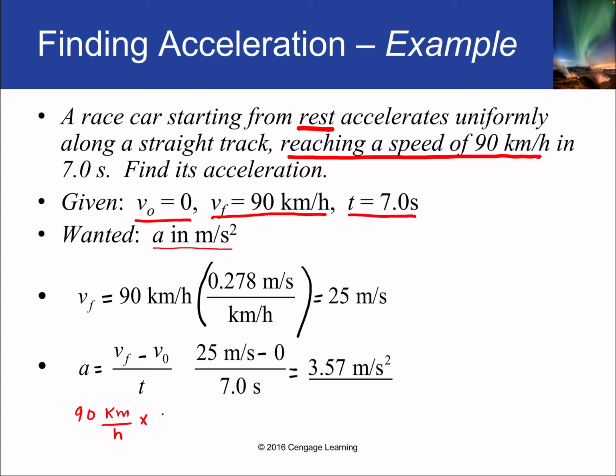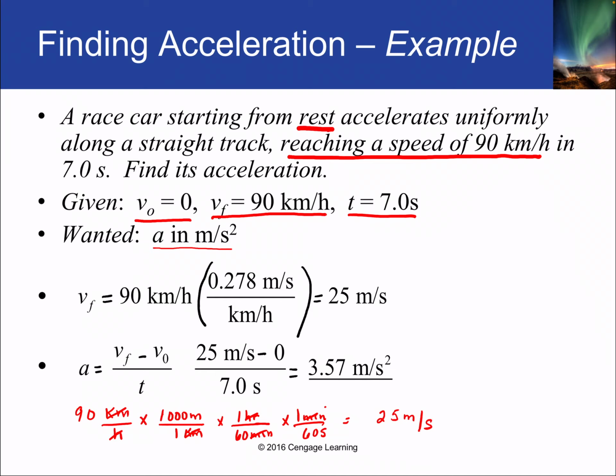Okay, we look at our conversion factor and we see we have 1,000 meters in 1 kilometer. In 1 hour, we have 60 minutes. And then in 1 minute, we have 60 seconds. So let's check our units. Our kilometers cancel, our hours cancel, and our minutes cancel. So the units we're left with are meters per second, which is going to give us 25 meters per second.